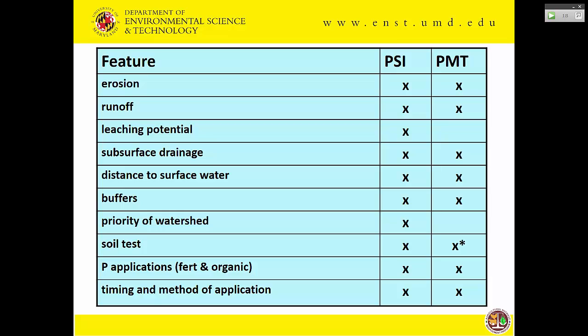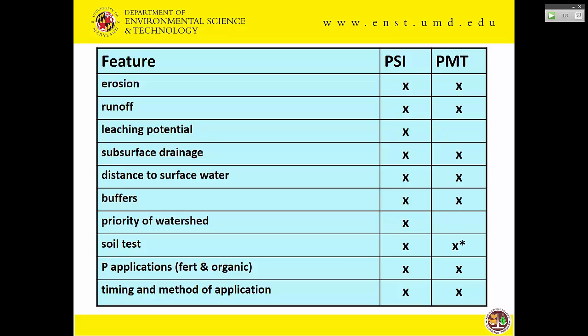So both tools look at a whole array of characteristics. All right. So what I tried to do here was list the different characteristics that are taken into account, and then look at whether the phosphorus site index requires it or the phosphorus management tool requires it. All right? So one thing you look at is erosion. How much soil are you losing from that field? And that's taken into account in both tools.